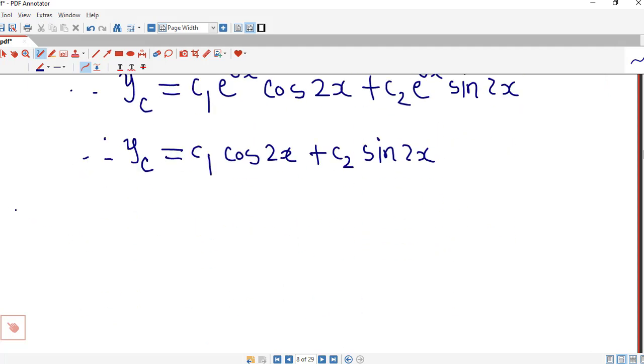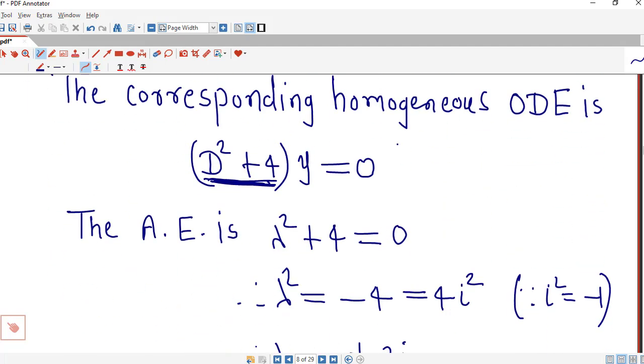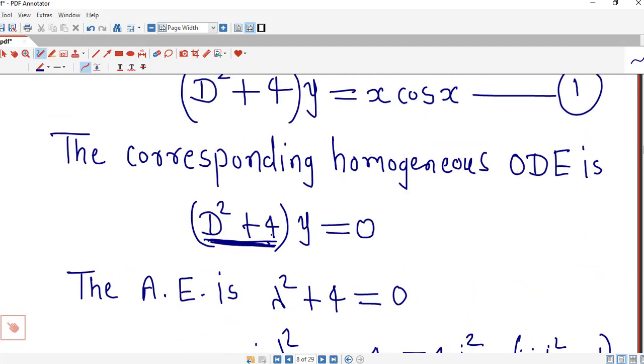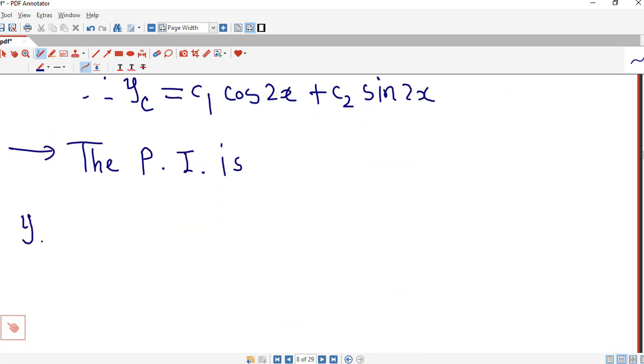Now we go for the particular integral. We can see our right hand side is x into cos x, that is, the power of x is 1, so we can apply that formula. F of D is 1 over D square plus 4. So the particular integral is yp equal to 1 over D square plus 4 of x into cos x.